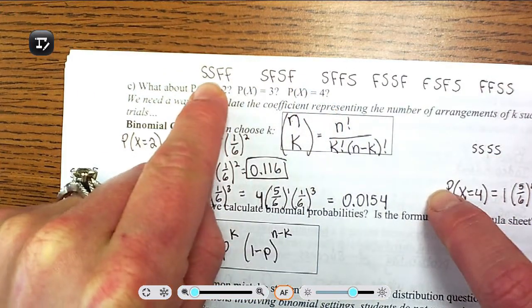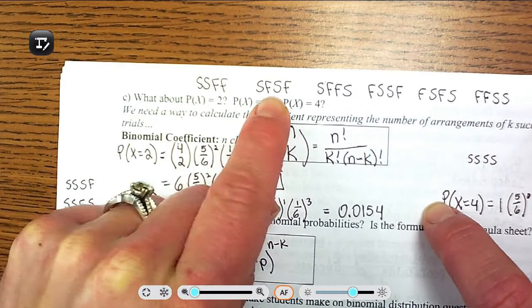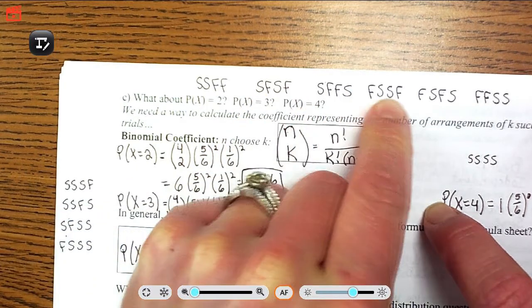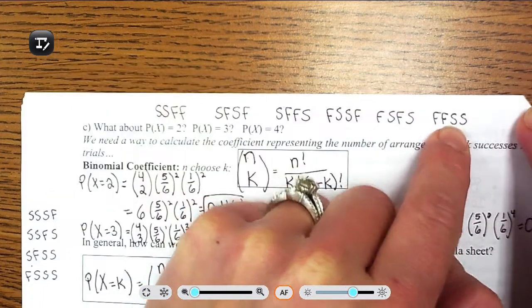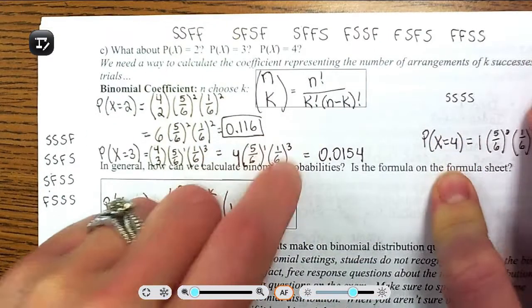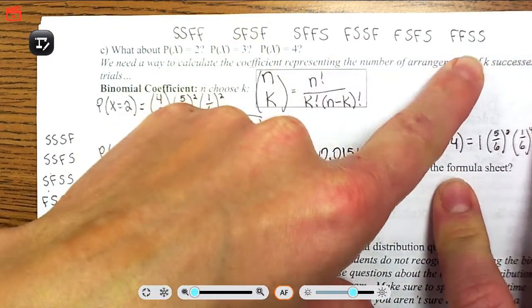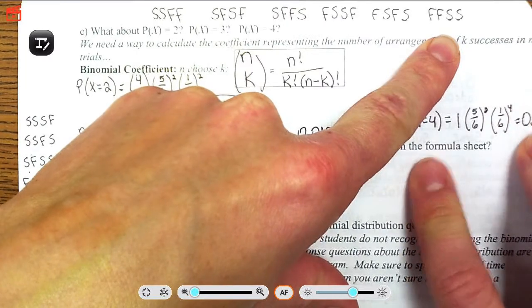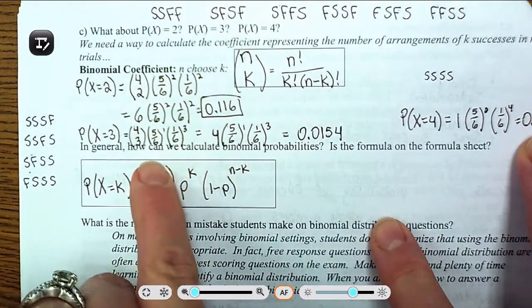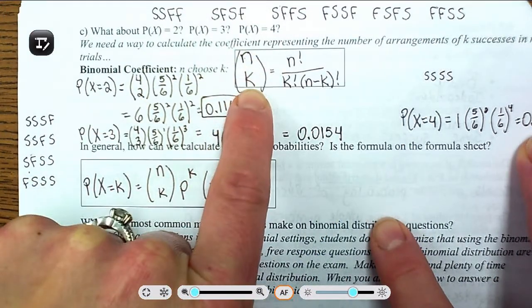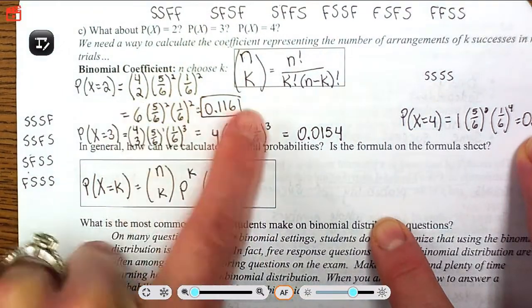So 2 successes can occur in the first 2 places, in the first and the third, in the first and the fourth, or in the second and third, second and fourth, or in the third and fourth places. Okay, so how do you determine, especially if there are a lot more places something can occur, this value in the front of how many successes there are?